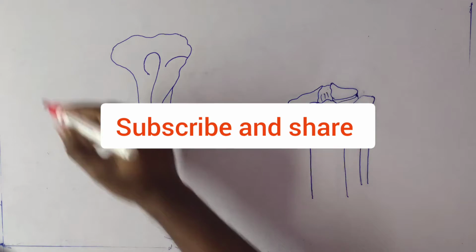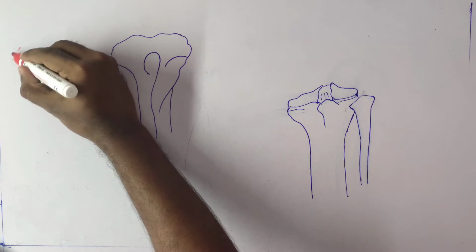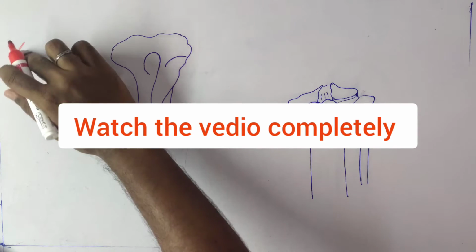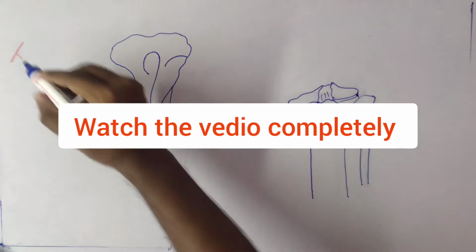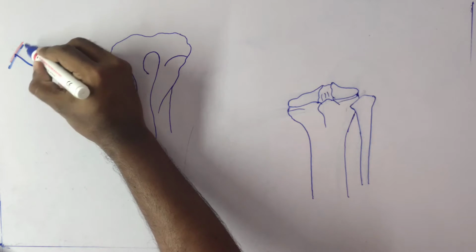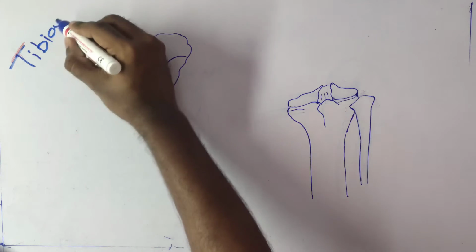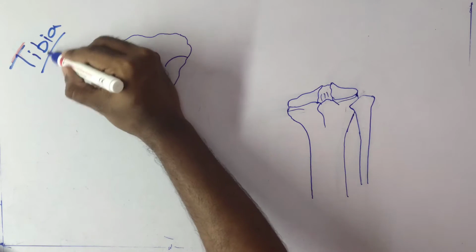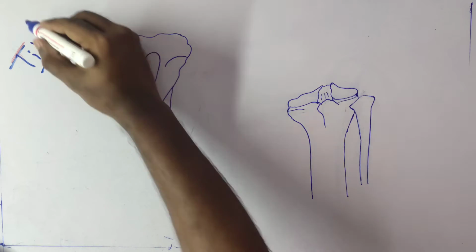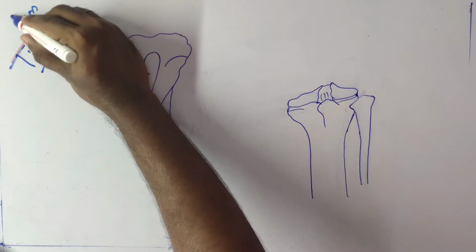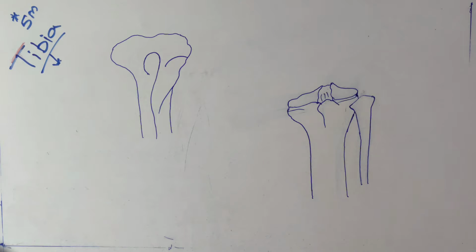Today our class is about the tibia bone, and the tibia is a little larger, like the femur. So we will divide the tibia bone into two parts, upper end and lower end, and today we will discuss the upper end, most important for a 5 marks question. It is the most frequently asked question from the exam point of view in the university board exams.